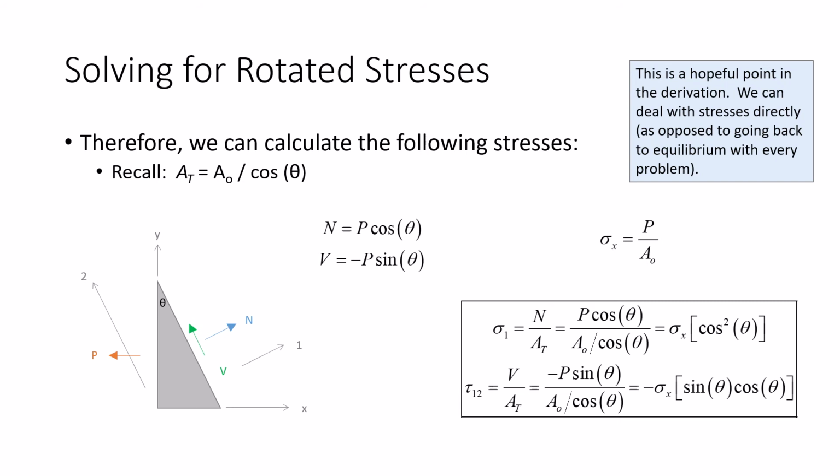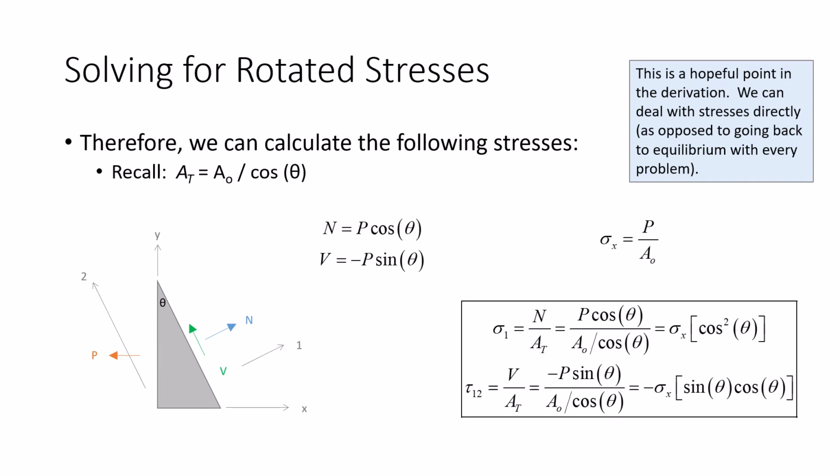So I've got negative P sine theta. The area is A naught cosine theta. Plug and chug. I have a P over A, so that's sigma X times sine theta cosine theta, because I have fraction dividing, so flip and multiply. Just make sure the concepts make sense on that. I'm going to let everybody soak that in a little bit.